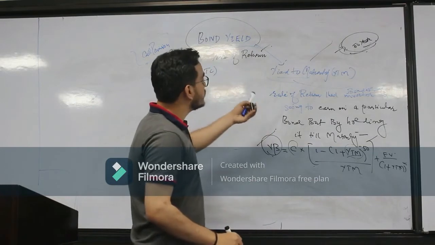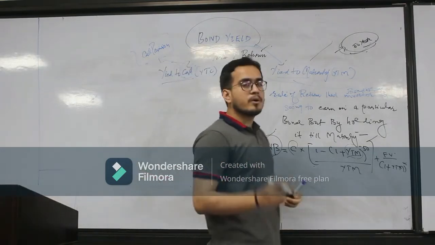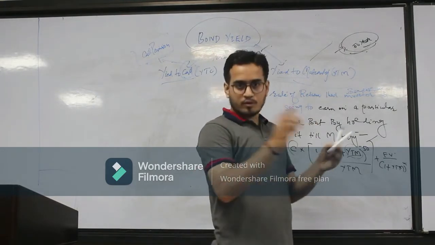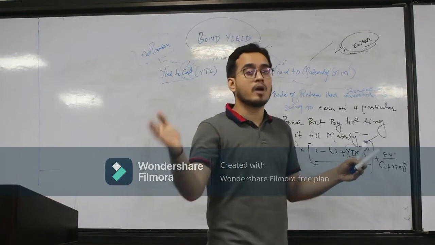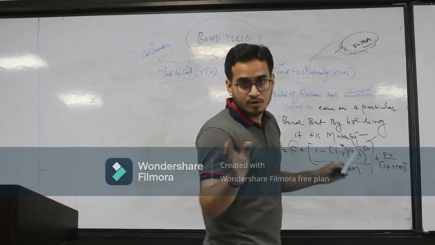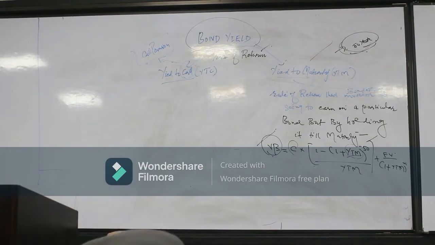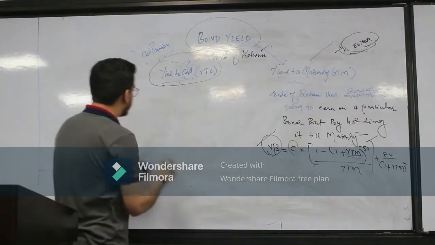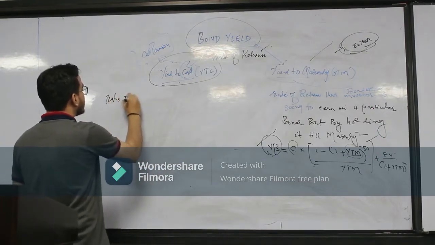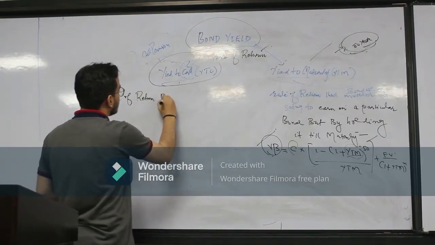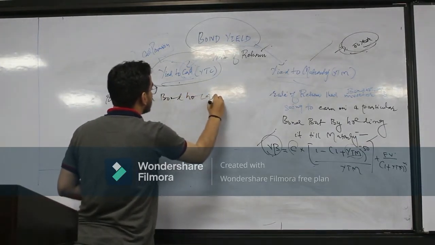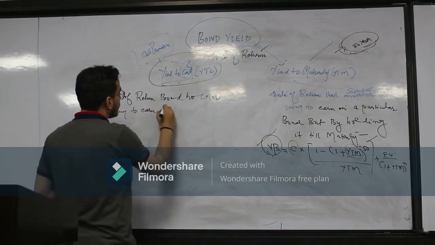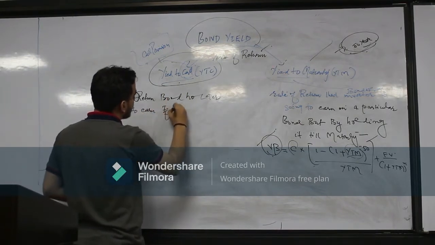So this is the yield to maturity: if you are going to hold a particular bond till maturity, what will be the return on that bond, and the return we are earning on that bond till maturity is called yield to maturity. And yield to call is again the same, a rate of return the bondholder is going to earn if the company calls the bond.